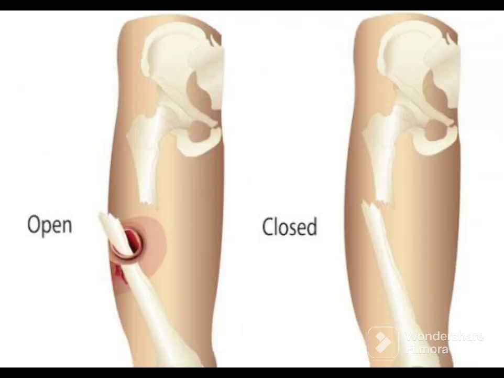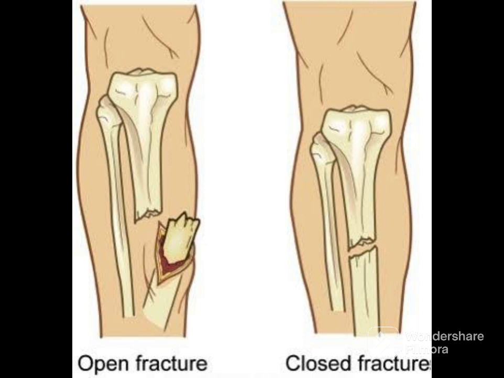Then third, on the basis of relationship with external environment, that is closed fracture or open fracture. Closed fracture means not communicating with external environment, and the skin and soft tissue will be intact. Open fracture means there will be a break in the overlying skin and soft tissues. And the open fracture is again divided into internally open, that is from within, or externally open, that is open from outside.